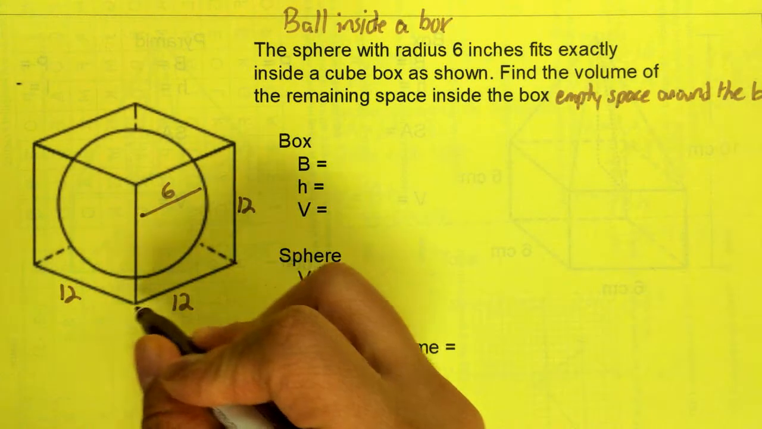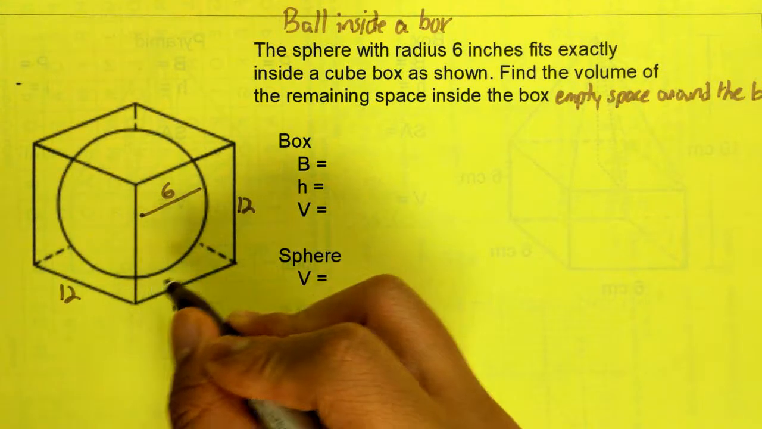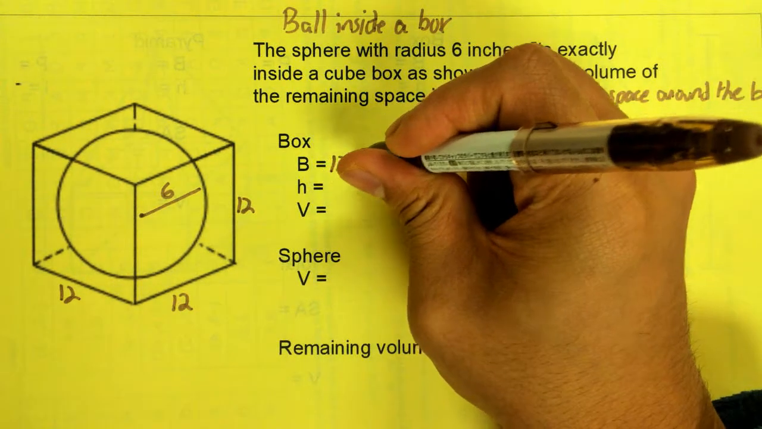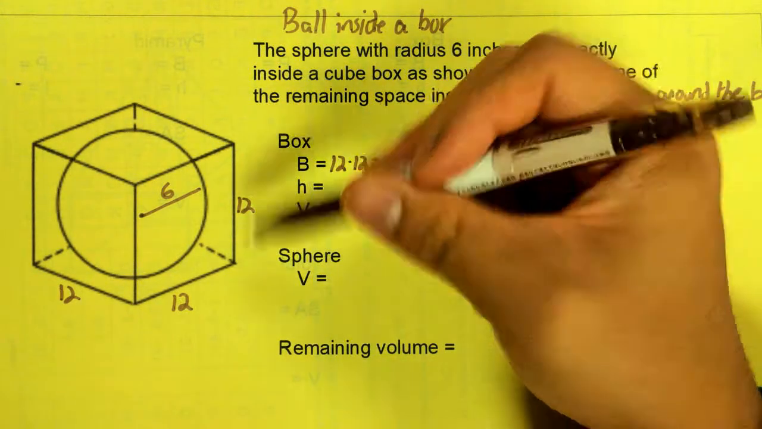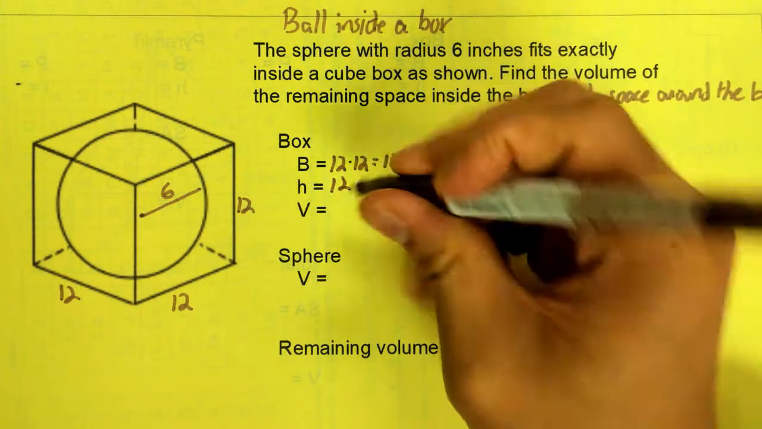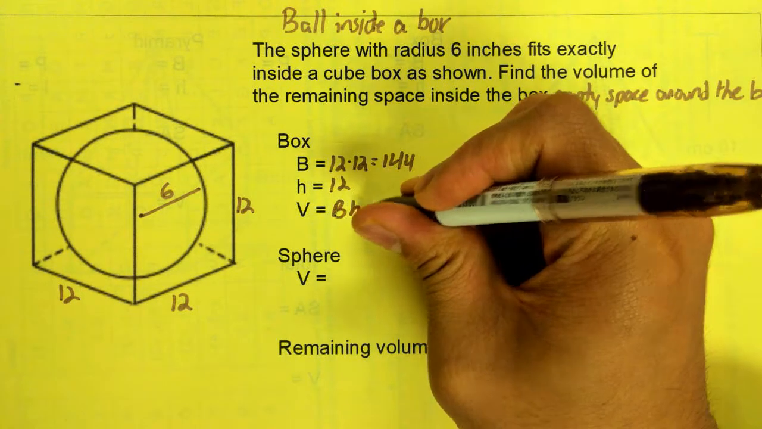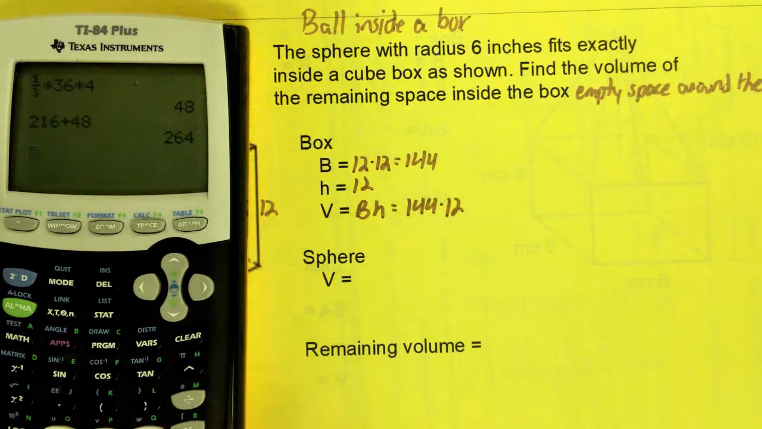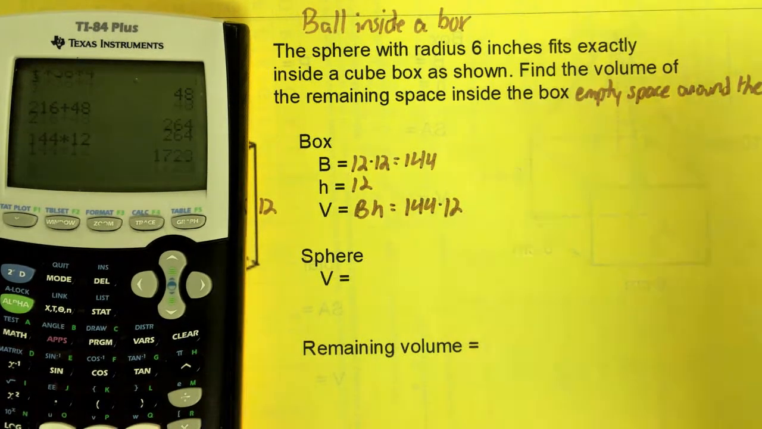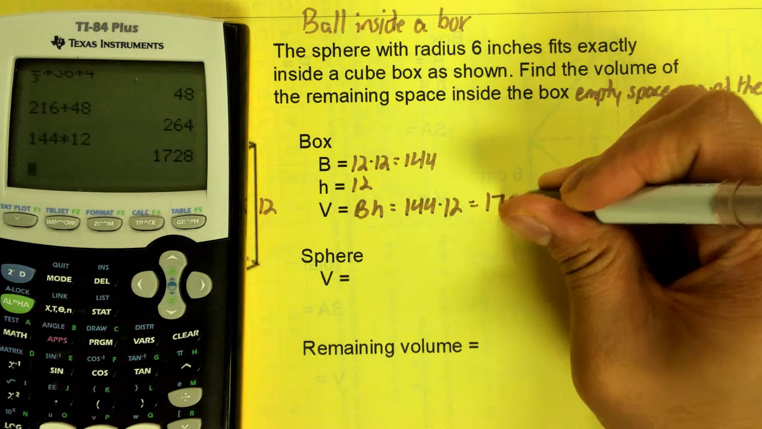Area of my box base is this square at the bottom, 12 times 12, 144. Height of my box is 12. Volume is given by B times H, which is 144 times 12, to get me 1,728.